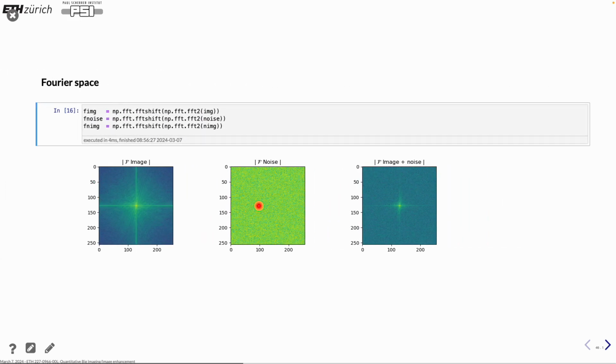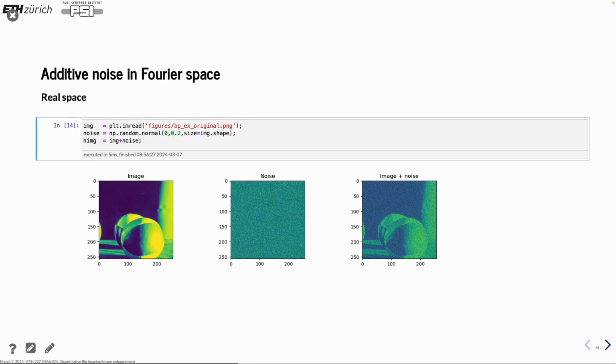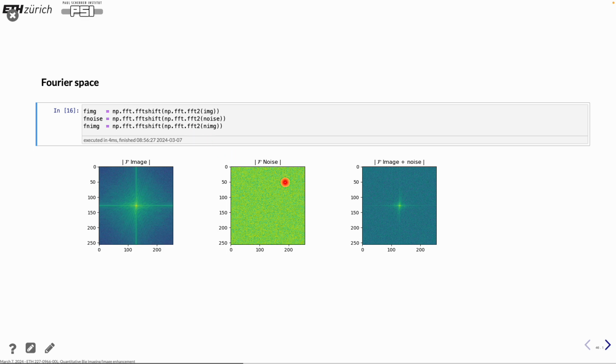Looking at the noise, there is not much difference actually between the noise in the frequency space and in real space. So in this case, it's just white noise. White noise means it covers all frequencies equally much. So this is what we see here. It's just noisy at some amplitude.